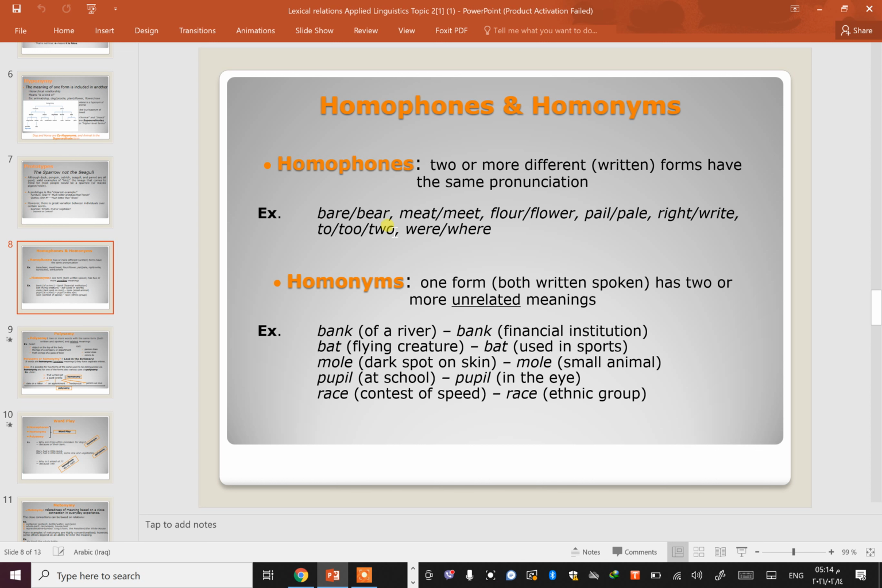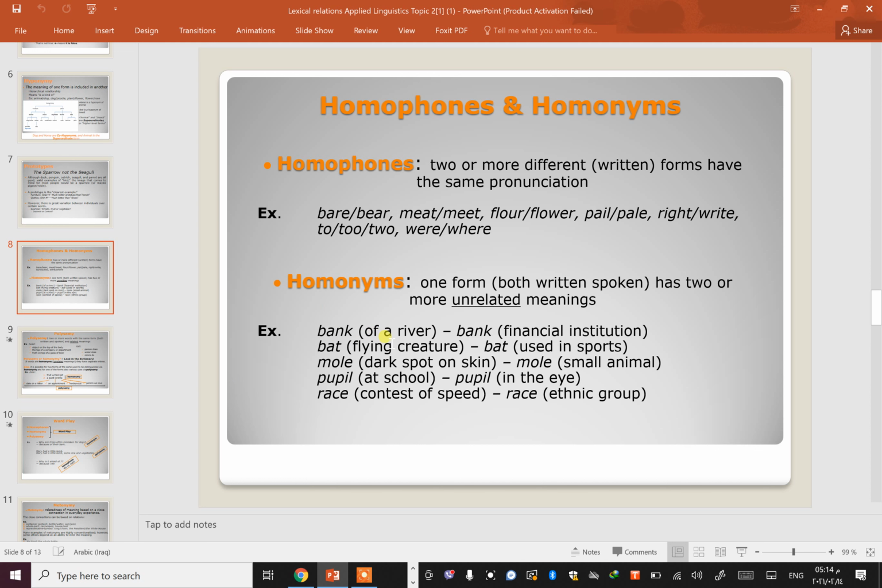Okay, well, homonyms are one form, both written and spoken, يعني اللي تنكتب نفس الكتابة, that has two or more unrelated meanings. كلمة تنكتب نفس الكتابة, بس كل وحدة يكون المعنى مالتها مختلف. How do we know it? From the context, احنا نعرفها من خلال صياغة الجملة أو صياغة الكلام.